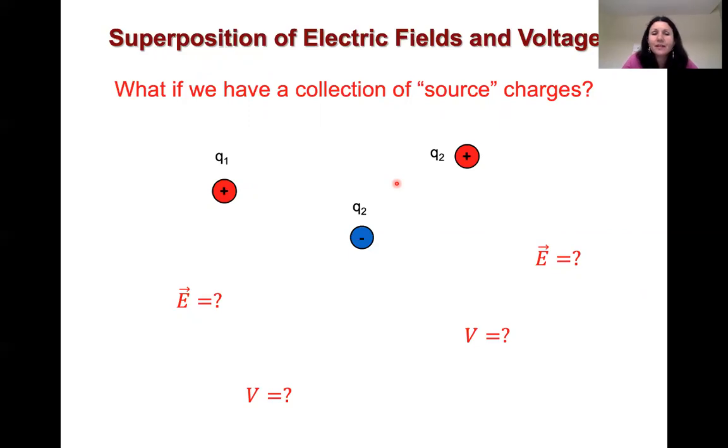So imagine now, instead of just having one source charge and then a test charge which feels that source, we have multiple source charges. So here I chose 3. Like you could have 2 positives, 1 negative. They could be different values of charges and so on.